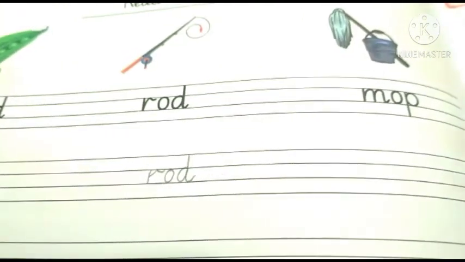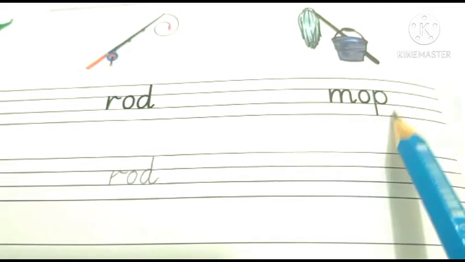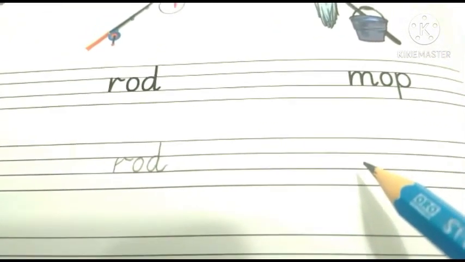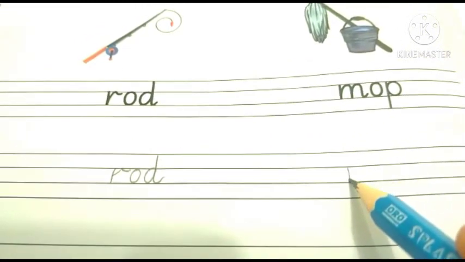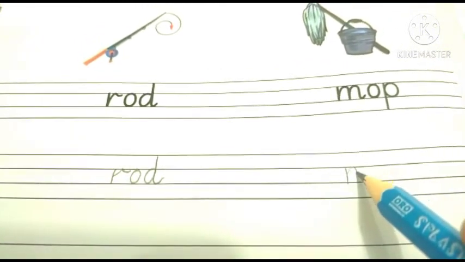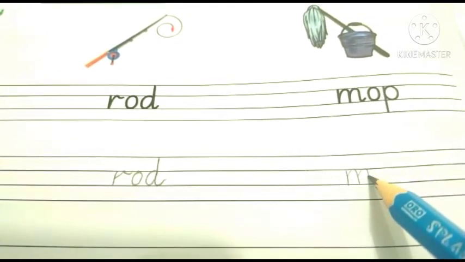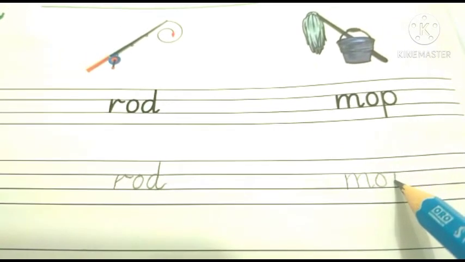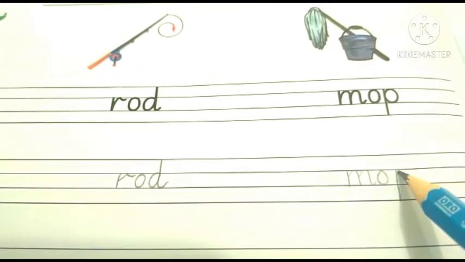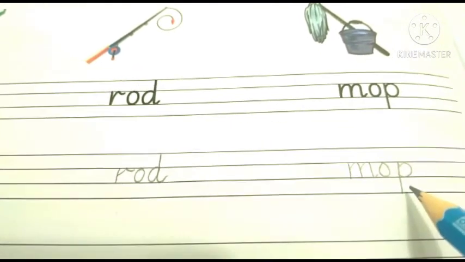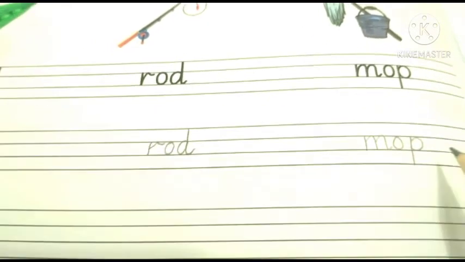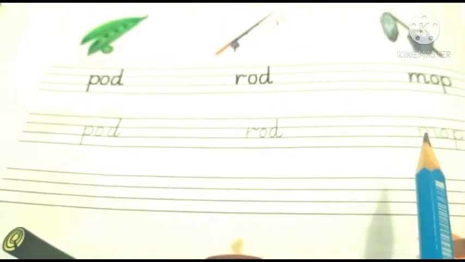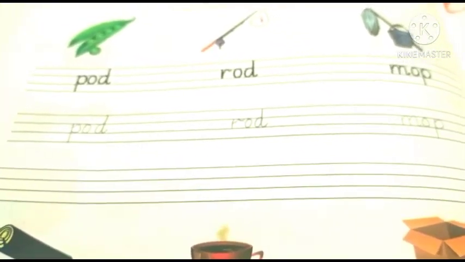Next picture is of mop. M-O-P, mop. Let's write mop. M is the sound of M. So let's write small m in middle 2 lines. M-O-P, mop. You will learn the spellings of all these dictation words. We have completed 1 line. Next line you will complete yourself. You will write 1 more time in next line.